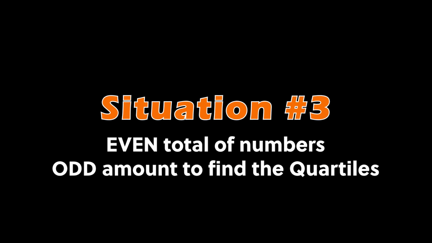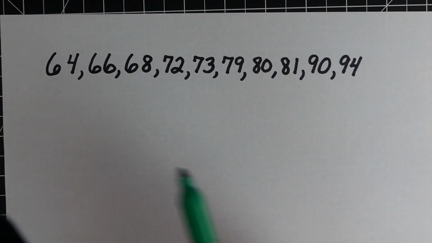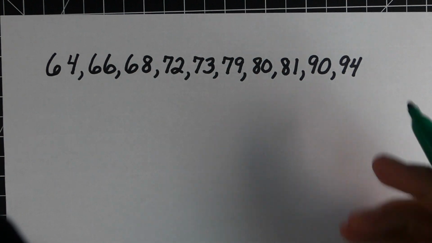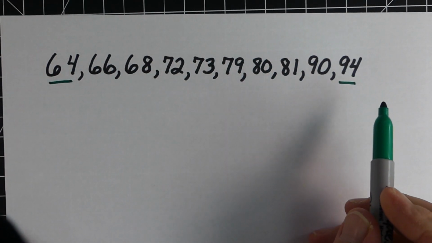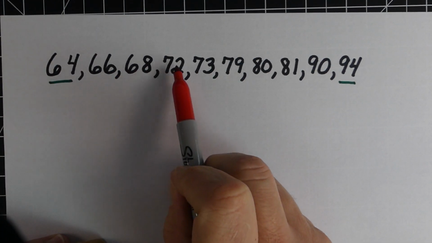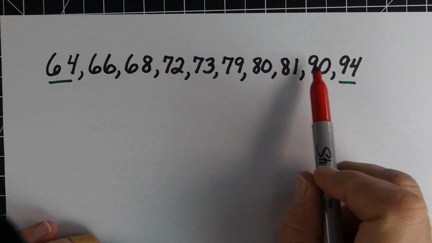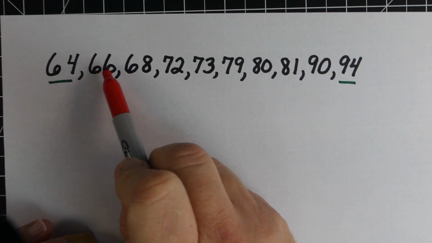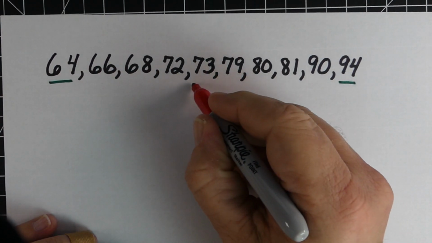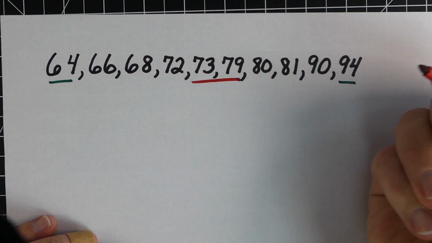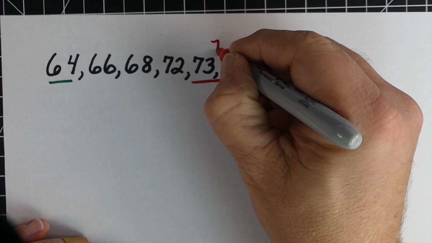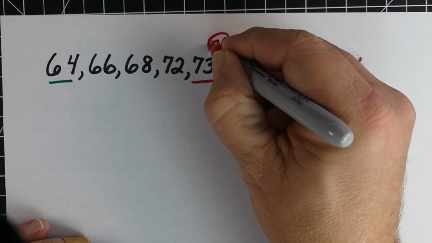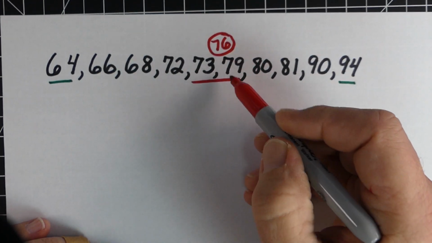All right, situation number 3. We have an even amount of numbers, in this case 10, but when we go to find our quartiles, we're going to have an odd amount. So as always, the first thing I like to do is find the extremes, which you can see is 64 and 94. To find the median, we have to find the 2 middle numbers. So it's going to be the 5th and 6th numbers, so 73 and 79. Add those 2 numbers up, divide by 2, we get 76. So that's going to be the median of this set of numbers.